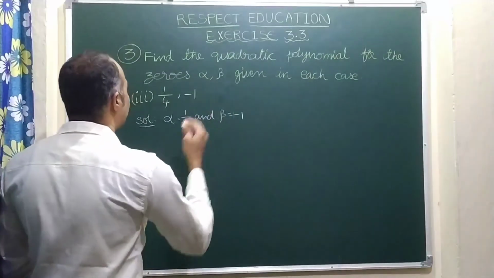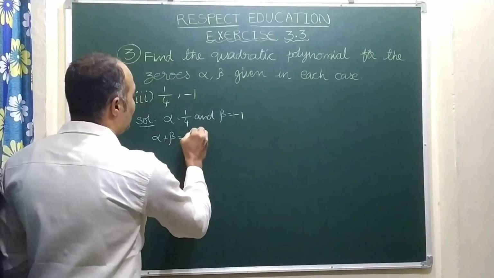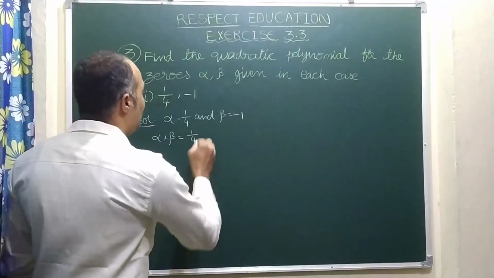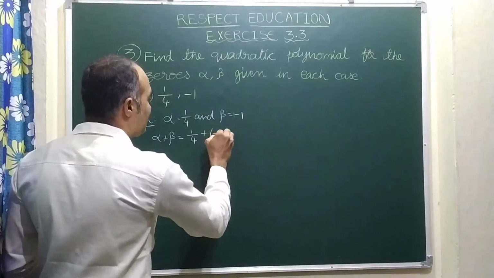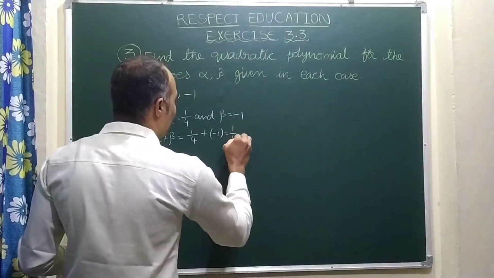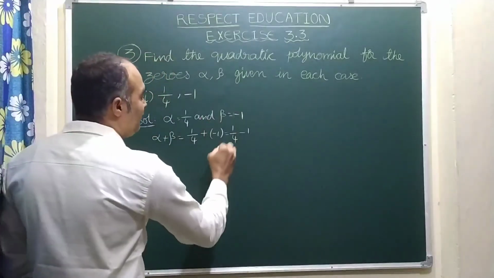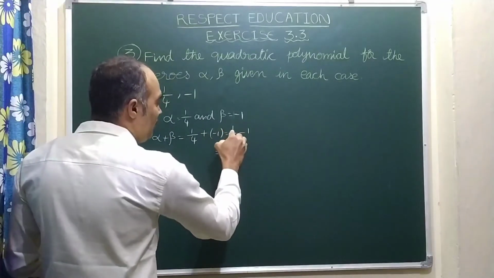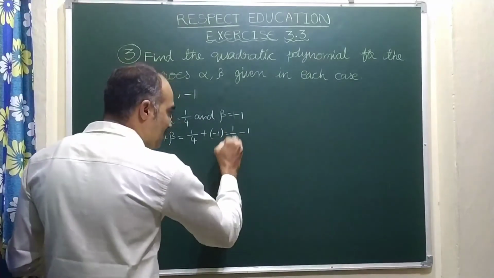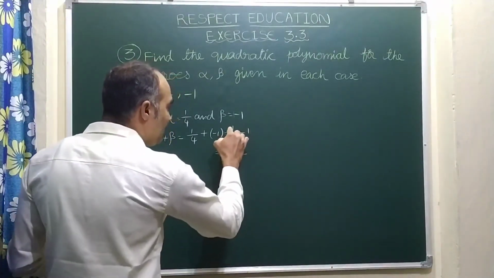So we find their sum. First we find alpha plus beta. So alpha is 1 by 4 plus beta is minus 1. So let us simplify this. It is 1 by 4 plus into minus is minus 1. We can take 4 as LCM. So we can write 1 as it is, because the LCM number 4 is there for the 1 as denominator.